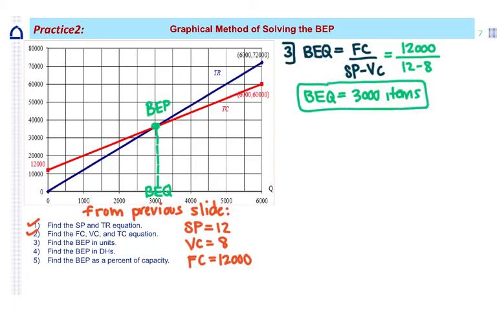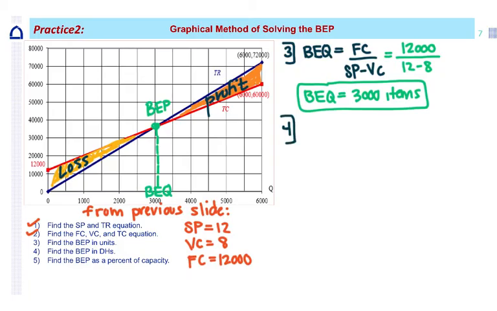So if we sell less than 3,000 items, we will have a loss, and let me go ahead and draw that, this is loss. If we sell more than 3,000 items in this category, then we end up with profit. Okay, but there's another way to describe the break-even point, and that's what they're asking about in part 4.